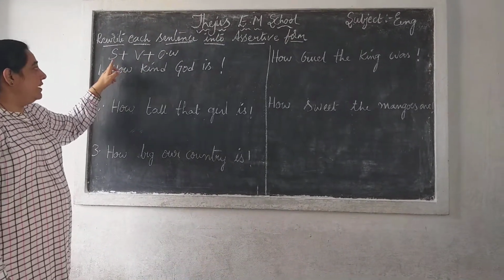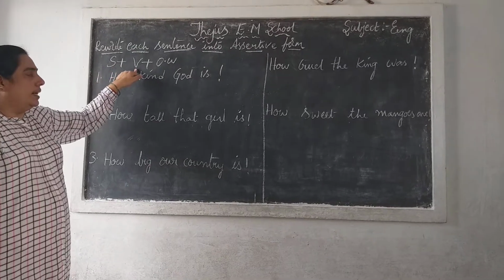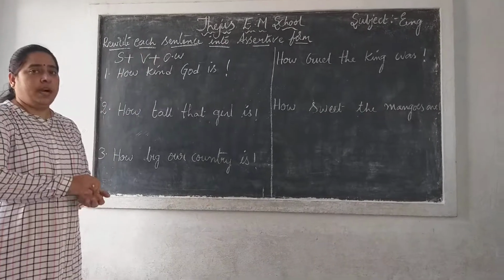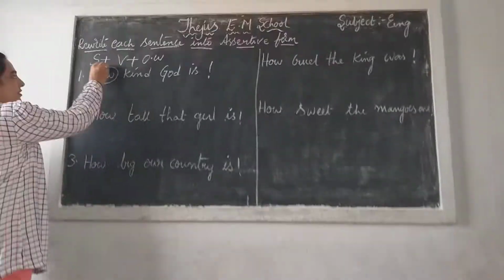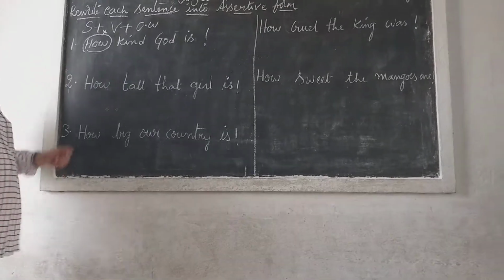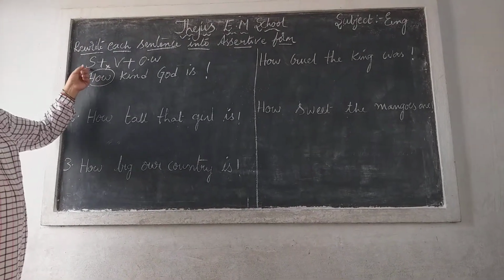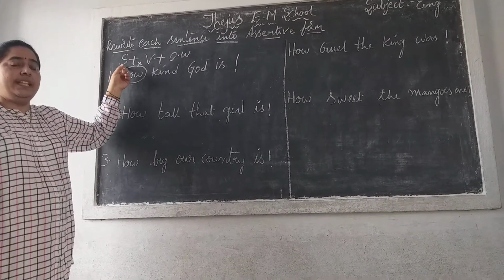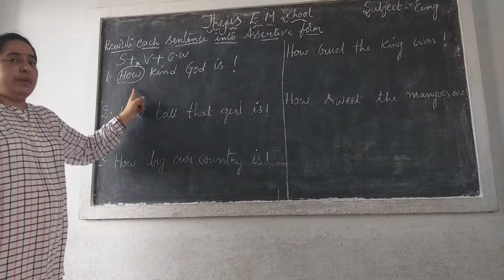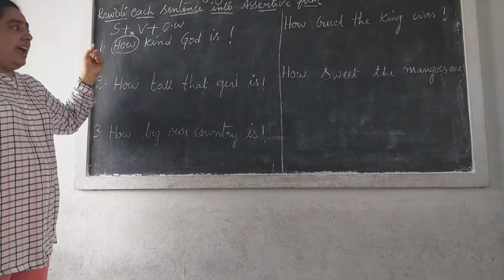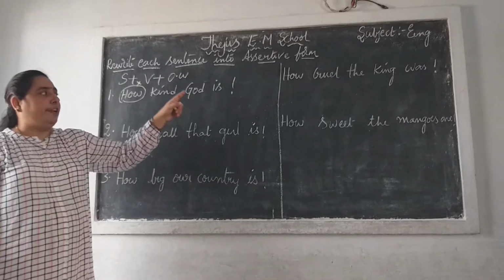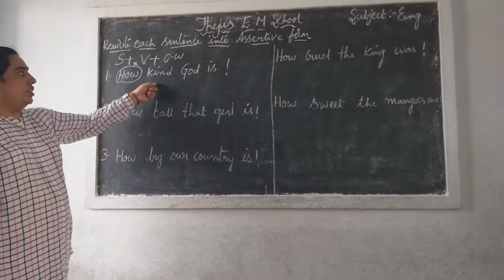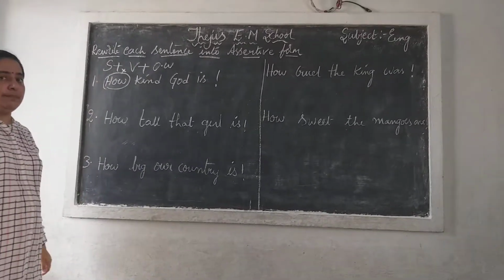What is the structure of assertive? Subject, verb plus other word. So in assertive form, how will not at all come. We have to delete how. So there is no how. First the sentence starts with subject. In assertive form the sentence starts with a capital letter and ends with a full stop. There will be no exclamatory mark. It ends with a full stop. So see children, we will start with the subject.